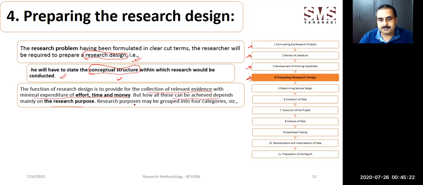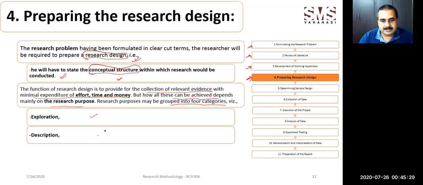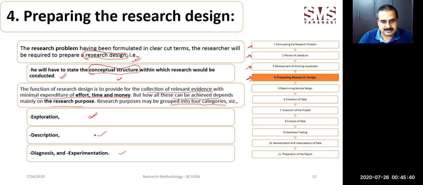So research purposes may be grouped into 4 categories. Those are exploration, description, diagnosis and experimentation. These are the platforms through which we usually explore different types of research designs. Now let's understand the points discussed in this particular slide. Basically, we need to create a conceptual structure under which the entire research takes place, and that conceptual structure is going to be called research design.